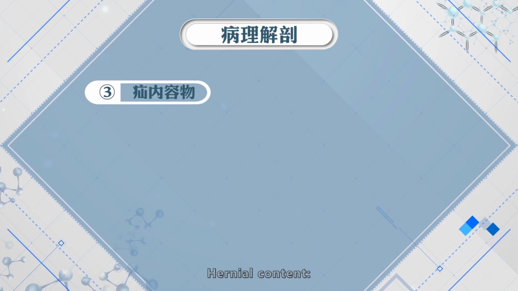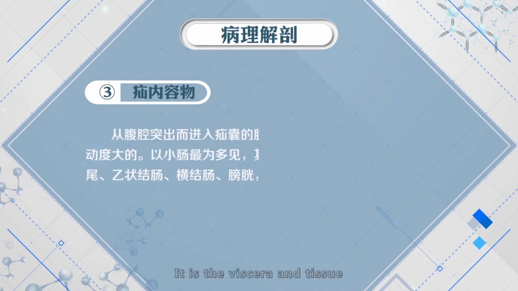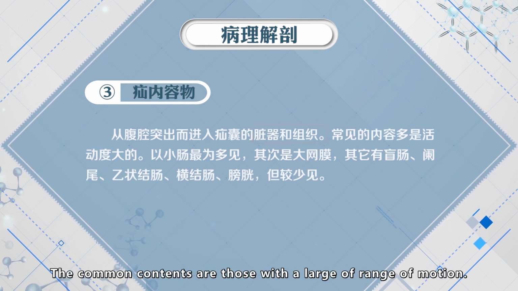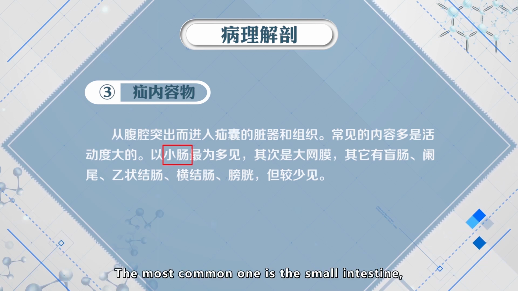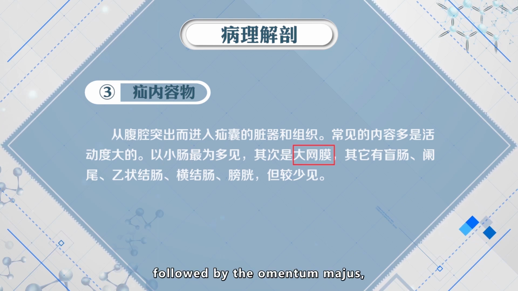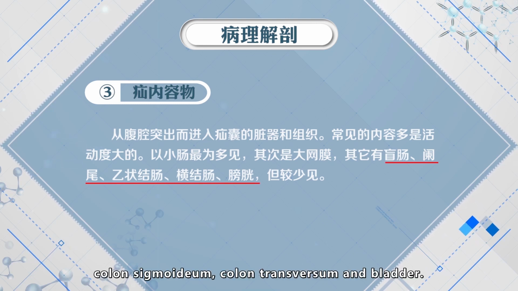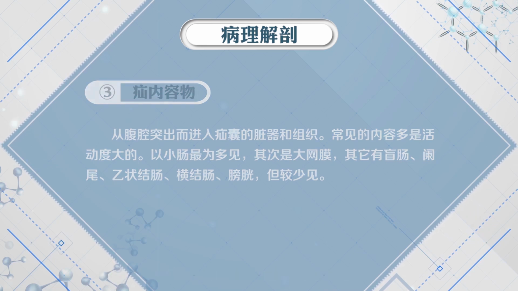Hernia contents. They are the viscera and tissue that protrude from the abdominal cavity and get into the sac. The common contents are those with a large range of motion. The most common one is the small intestine, followed by the greater omentum, and other rarer ones include the cecum, vermiform appendix, sigmoid colon, transverse colon, and bladder.